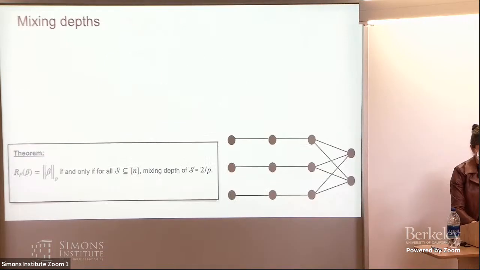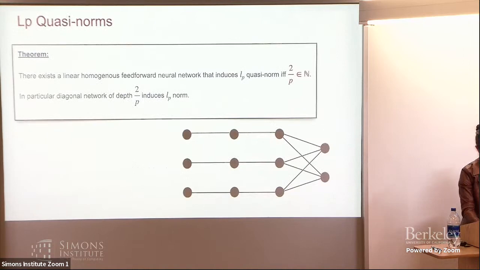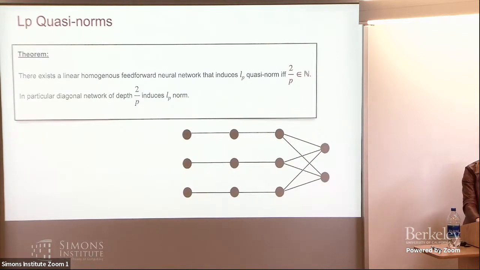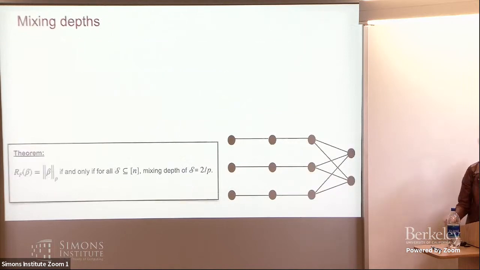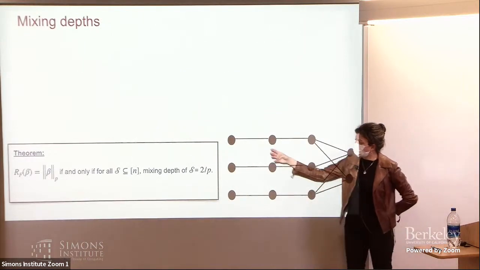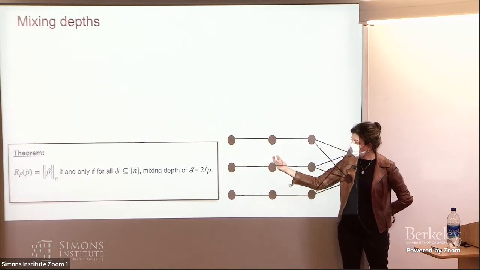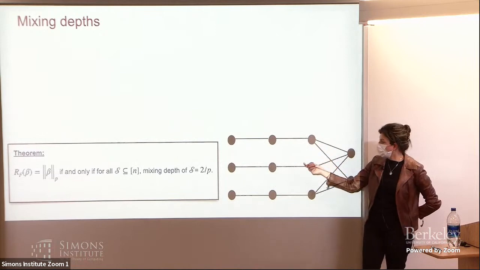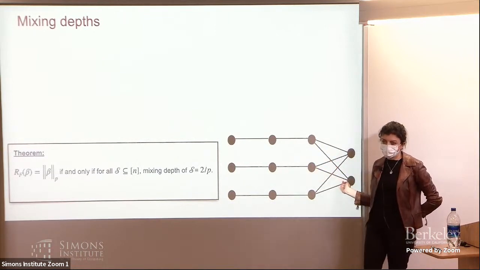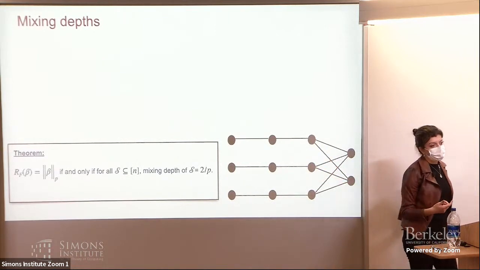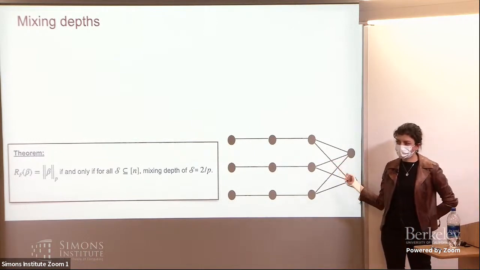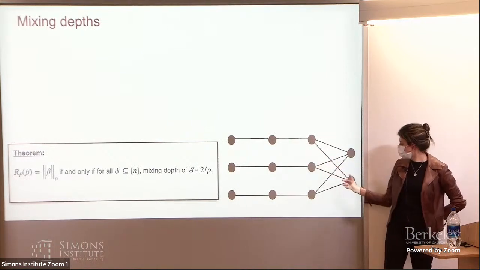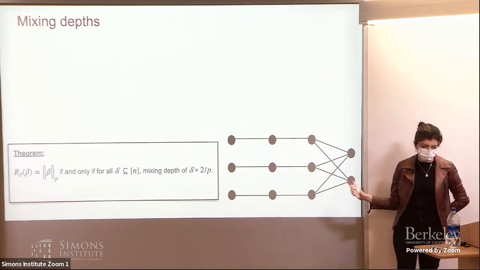So this has a lot of interpretation about how the network is treating different dimensions, and actually this result about the LP norm is just saying that the representation cost is LP if and only if for all subsets of n, the mixing depth is 2/p. So the diagonal network satisfies this property clearly. The first time that you have the mixing of all the subsets is the last layer, which is 2/p.